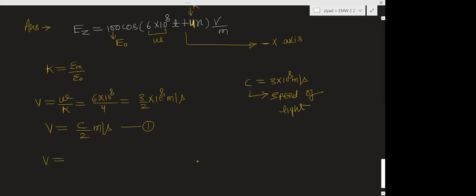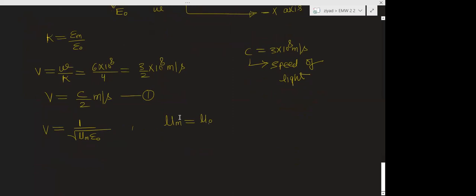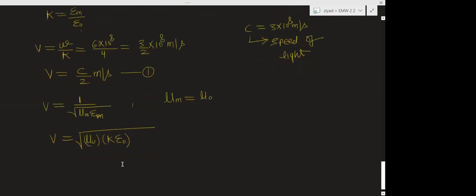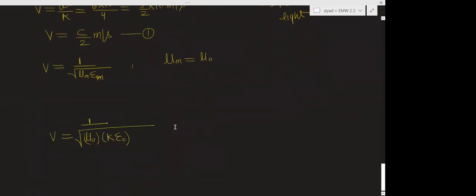The speed of an electromagnetic wave in any medium is given by 1 upon root of mu m into epsilon m. Here mu m is equal to mu naught, because the medium is non-magnetic. Instead of epsilon m, I can write dielectric constant k into epsilon naught, because k is given by epsilon m by epsilon naught. So epsilon m can be written as k into epsilon naught.